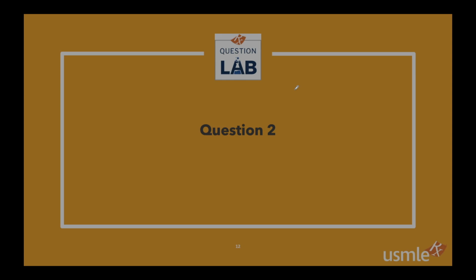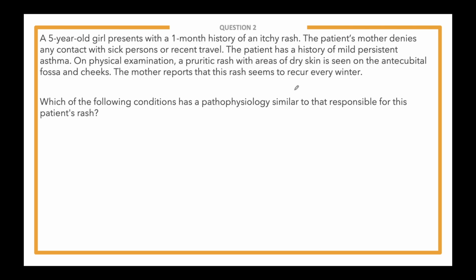Let's move on now to the second question of the evening. Once again, the answer choices are covered up, and we will begin with the lead-in. Which of the following conditions has a pathophysiology similar to that responsible for this patient's rash? So I'll give all of you a second here to think about how many steps this question requires, and then we'll read the vignette.